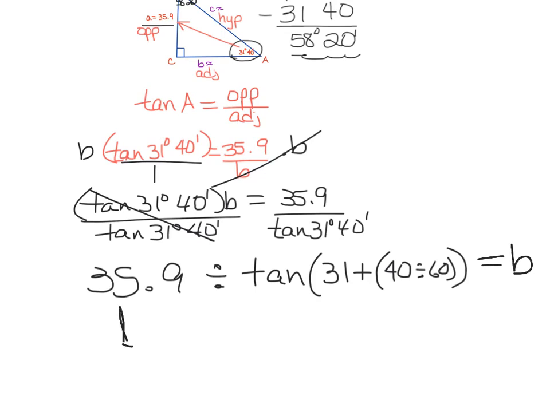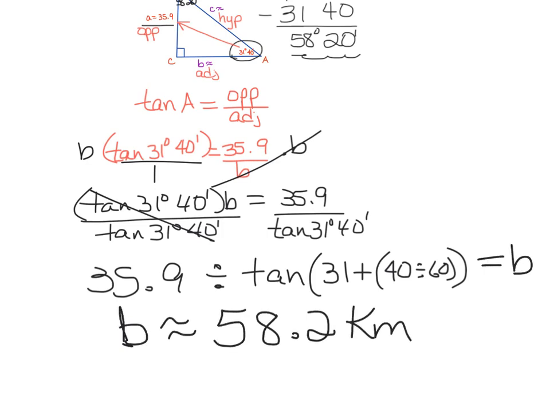So I'm going to round it to the tenths place because that's what was initially given to me as a side length. So B is approximately equal to 58.2 kilometers.